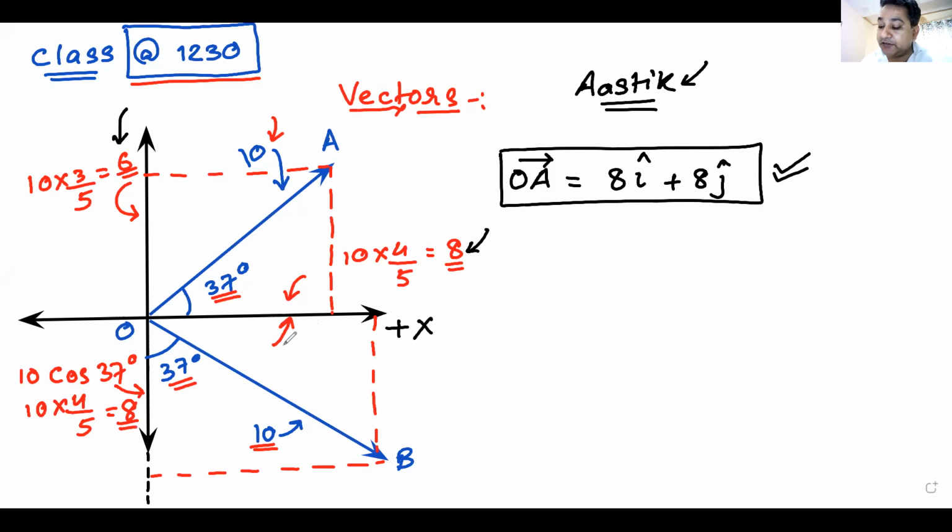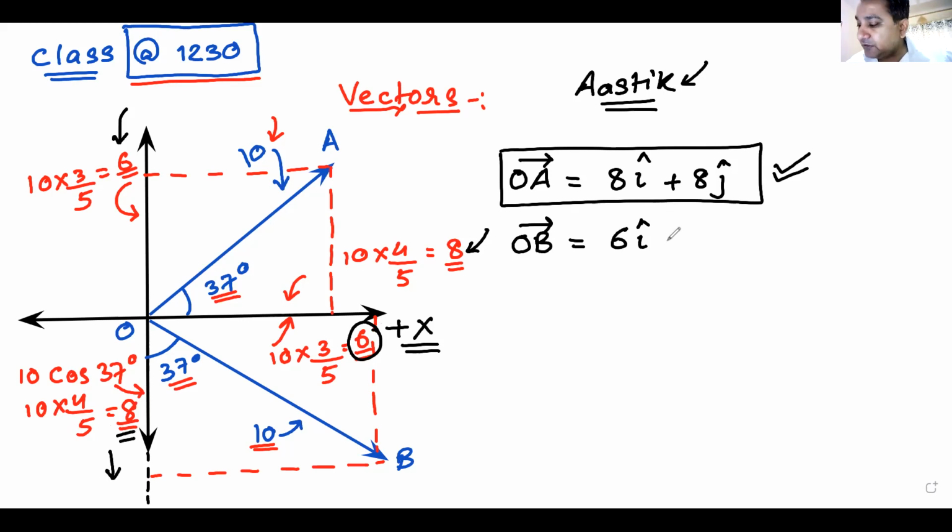Looking at the x component, that will be 10 times sine of 37. Sine of 37 is 3 by 5. So this component becomes 6. Krushita, you have given me the value of OA. I am trying to write the vector OB. OB vector, again looking, we have 6, which is going along positive x. So this becomes 6i. I hope everyone understands. OB vector 6i. And then I have 8, which is going in the downward direction. So it is minus j.